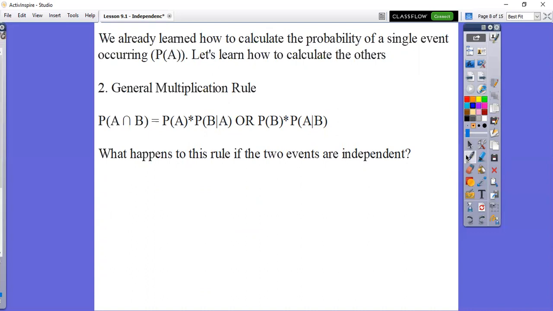What I want you guys to think about is what happens to this general multiplication rule if the events are independent. So by the time we're in class, hopefully you'll have an idea of what will happen if these events are independent, and you can bring it to class.